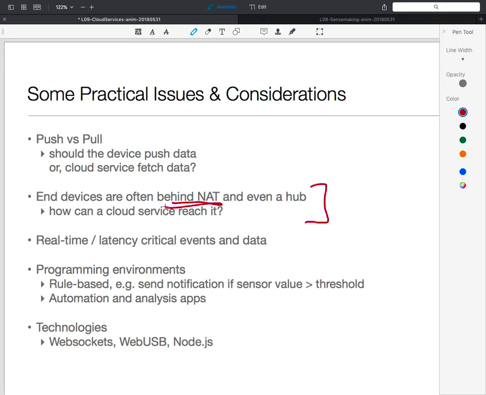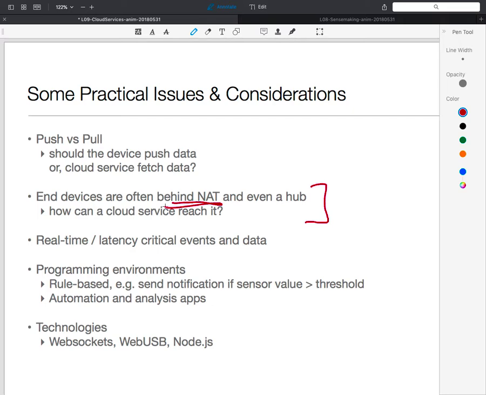I'm sure all of you would have used NAT for sure. The idea being that there is a single IP address and then a whole bunch of machines are hidden behind it, and that's mostly because of shortage of IP addresses. The problem with this is that if the cloud service has to contact your device either to fetch the data or to deliver a notification or deliver an action, then how does it go out and contact the device?